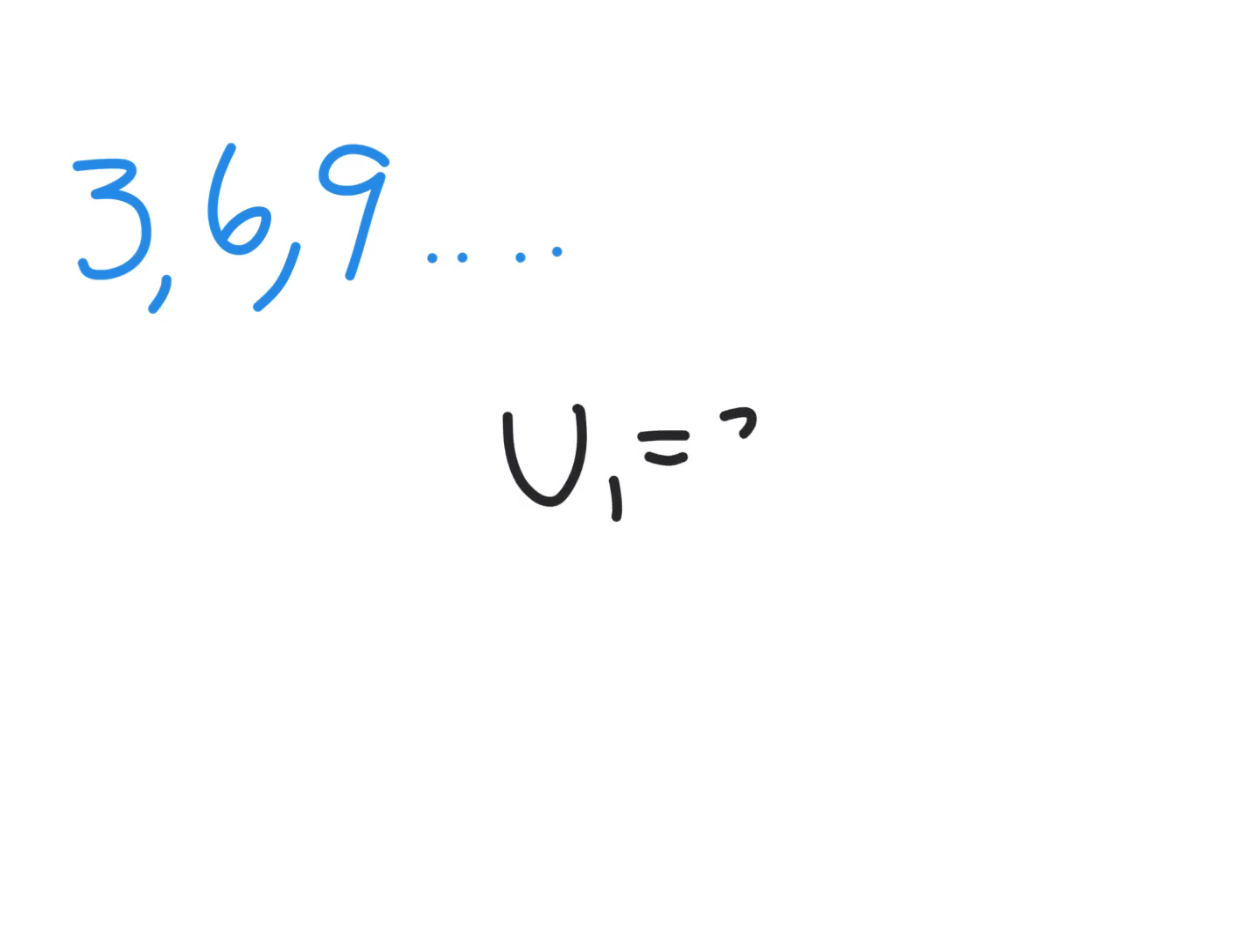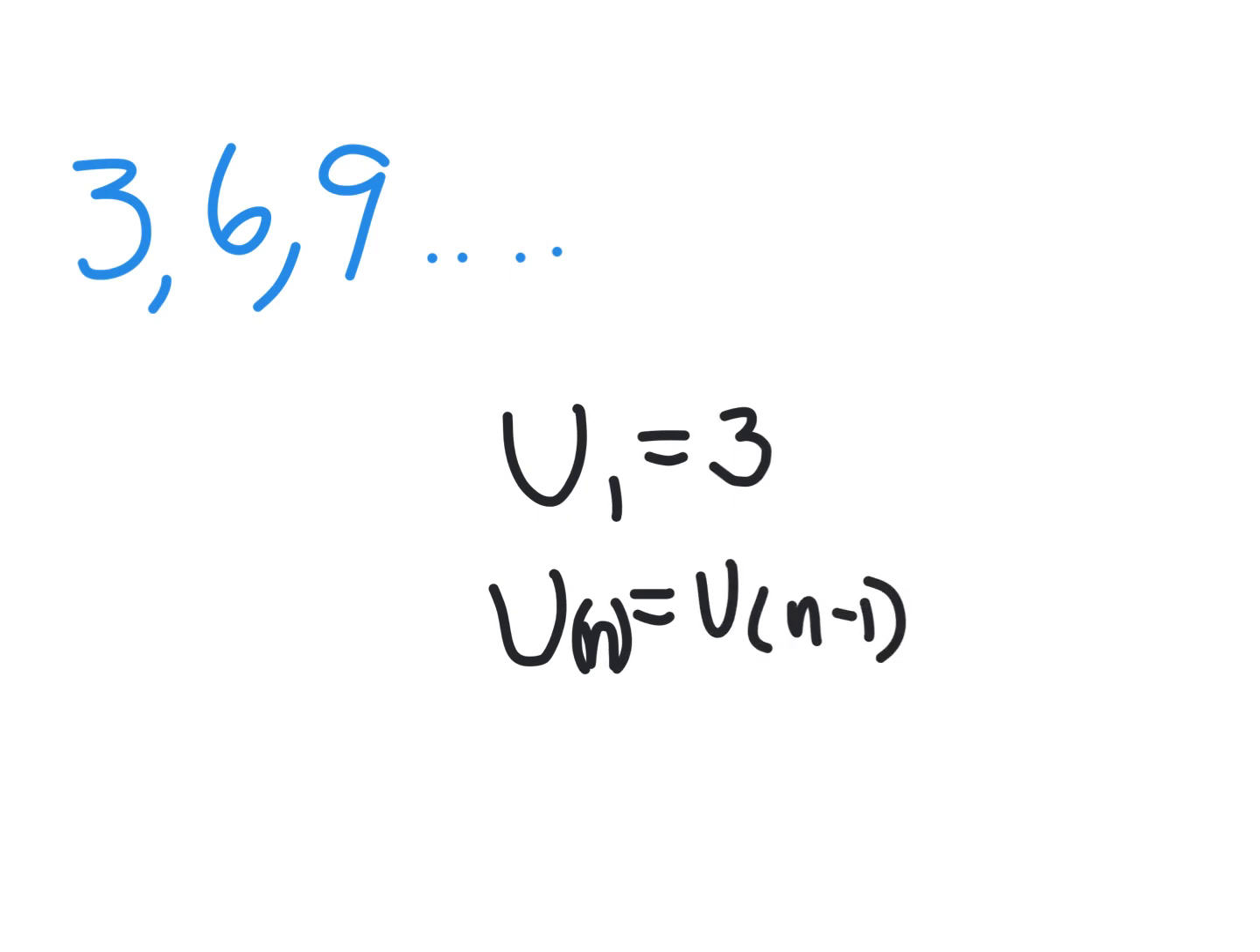u1 is equal to 3. So you tell people how to start. First term is 3. What did I say would always come next? U sub n equals u sub n minus 1. You technically don't have to have the parentheses.